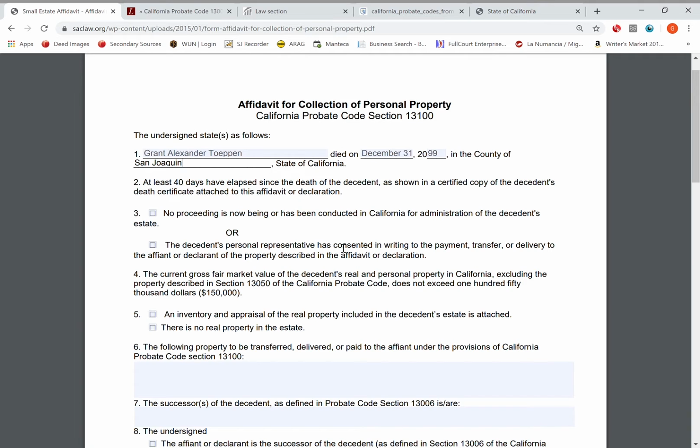Number three, no proceeding is now being or has been conducted in California for administration of decedent's estate, or the decedent's personal representative has consented in writing to the payment, transfer, or delivery to the affiant or declarant of the property described in the affidavit or declaration. Let's turn these into English. Number three is saying no probate happened, is currently happening, or as far as we can tell is going to happen insofar as this estate is concerned. That's usually the case. We're doing this to avoid a probate almost every time.